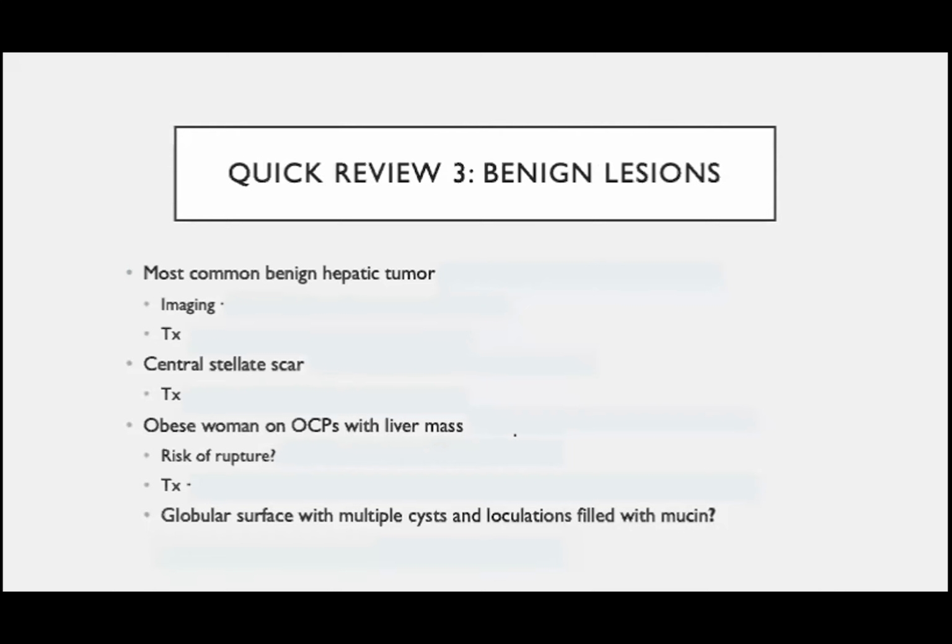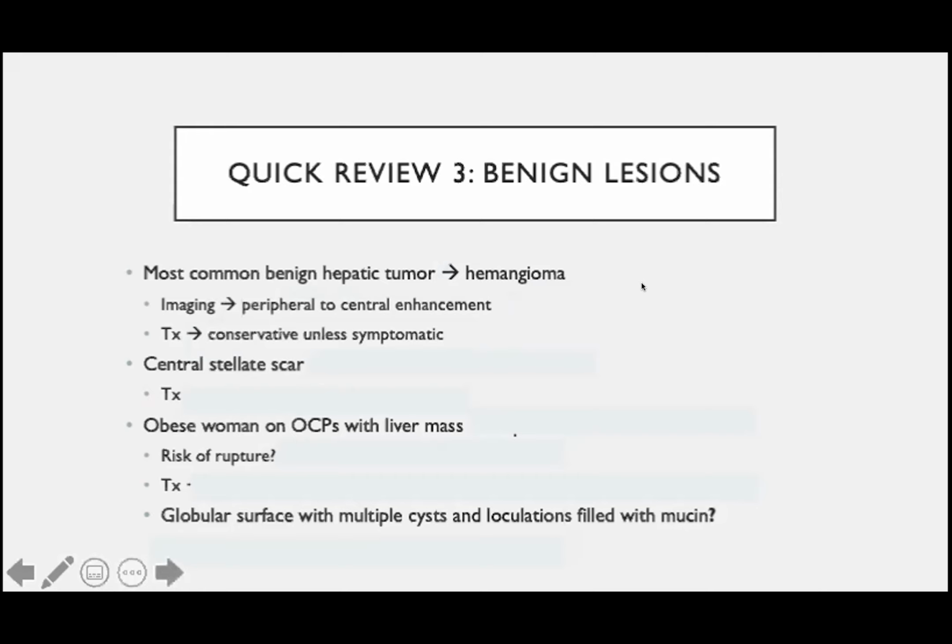So what is the most common benign hepatic tumor? Hemangioma. Yes, sorry, it's not working. Hemangioma, great. What does it look like on imaging? It's going to have centripetal enhancement. Yes. What is the treatment? Nothing. No resection. On the test, you might do it if it's symptomatic, but yes, no resection.